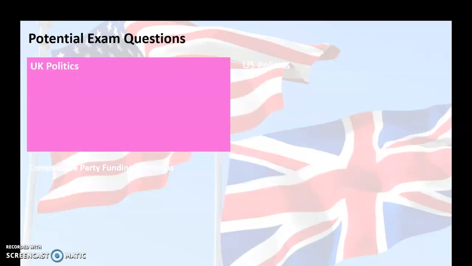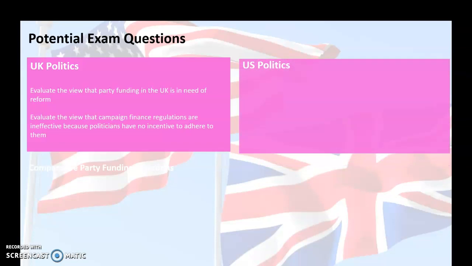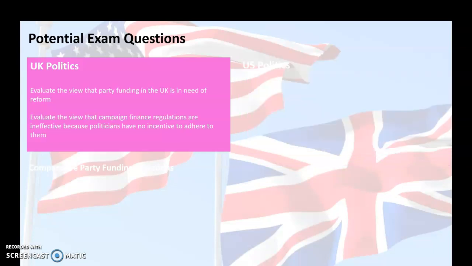Now, potential exam questions. In the UK bit of the politics course, you could be asked just about the UK, like Unit 1 or Unit 2. You could get a question like, evaluate the view that party funding in the UK is in need of reform, or evaluate the view that campaign finance regulations are ineffective because politicians have no incentive. You could get a question around that.